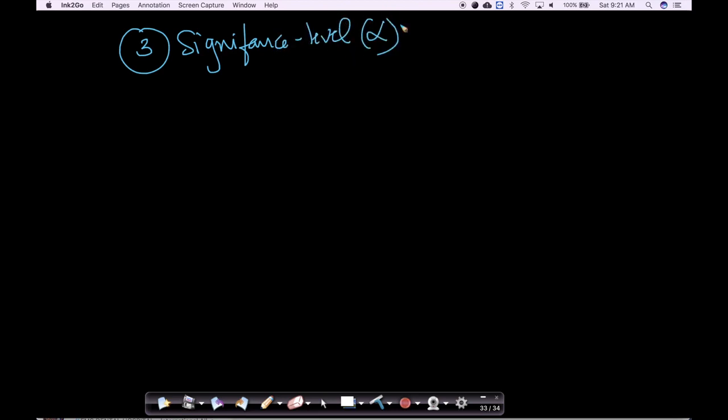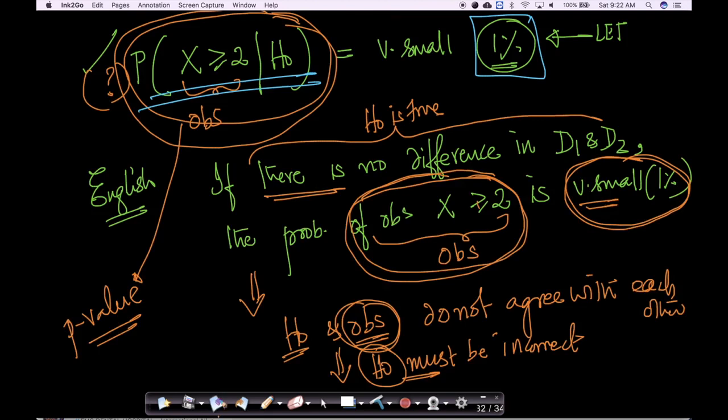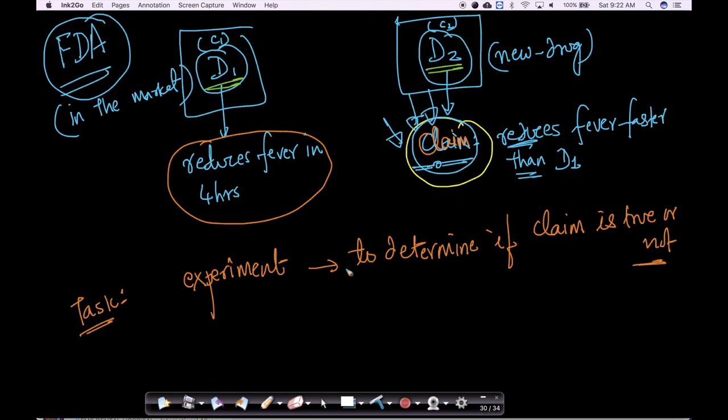There is a third part to this, which is: what is my significance level, or alpha? Since this is a medical application, I want to be really, really sure when I accept this claim.